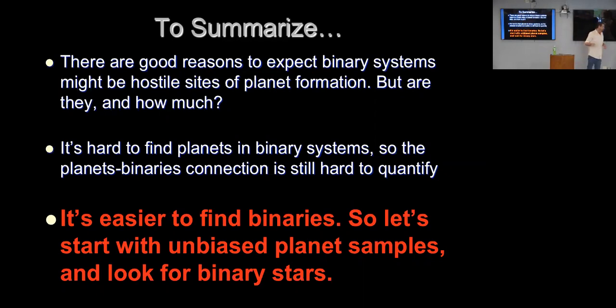But I would argue the key here is it's easier to find binaries. And I'm a big believer in doing the easy thing if it answers the question, and not doing the hard thing just for style points. So I say, let's start with unbiased planet samples or samples of planet indicators, things that say there are planets there or could be planets there. And then look for the binary stars. Because stars are bright, they're easy to see. Trying to do any kind of planet search is always a long and difficult problem.